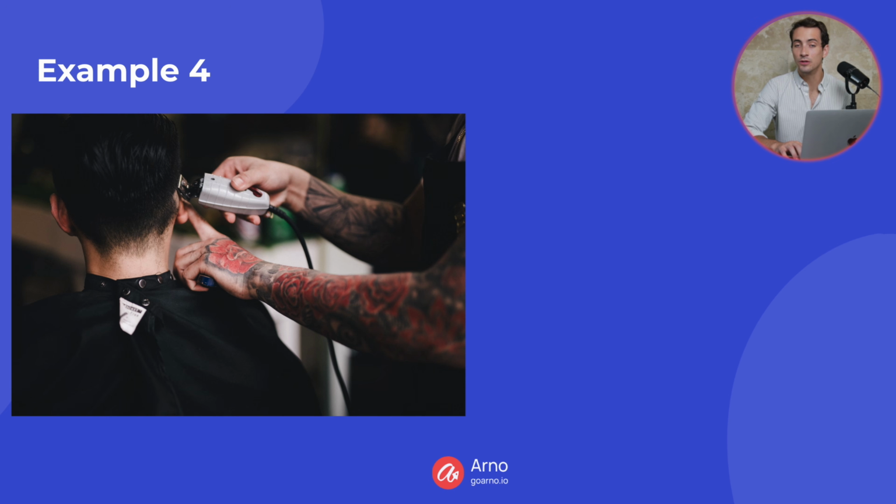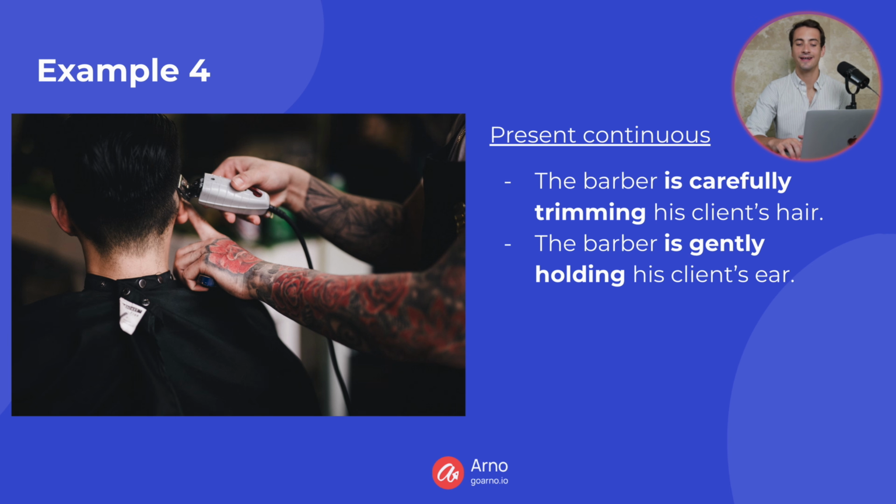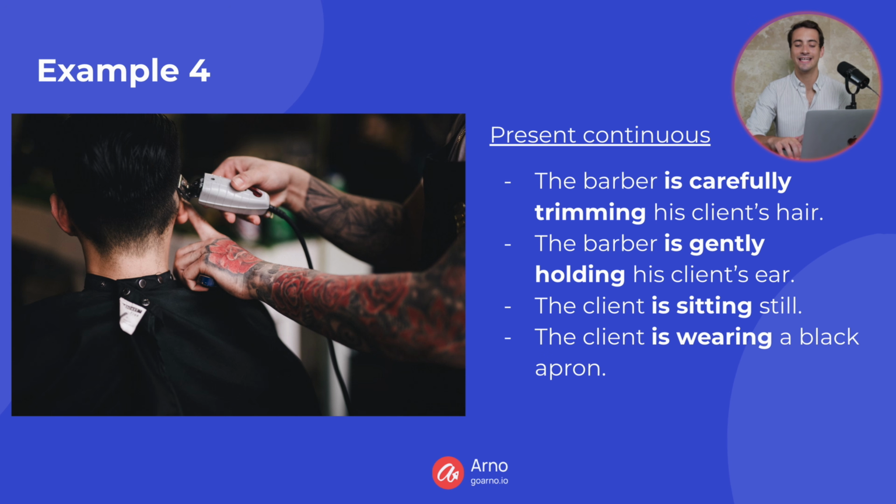Using the present continuous, we could describe the following. The barber is carefully trimming his client's hair. The barber is gently holding his client's ear. Note there the placement of the adverbs carefully and gently. Remember, they go between the present simple conjugation of to be and the present participle. The client is sitting still. The client is wearing a black apron.